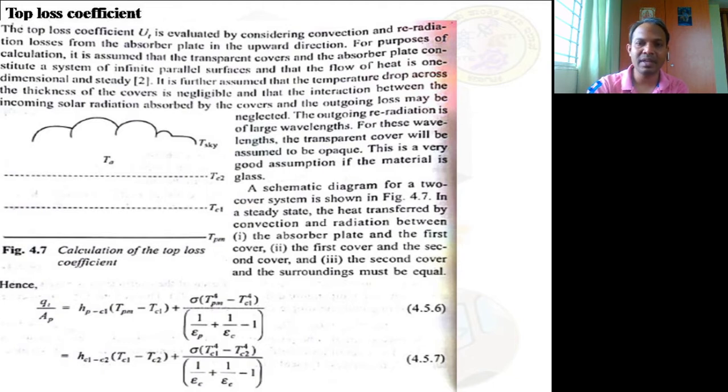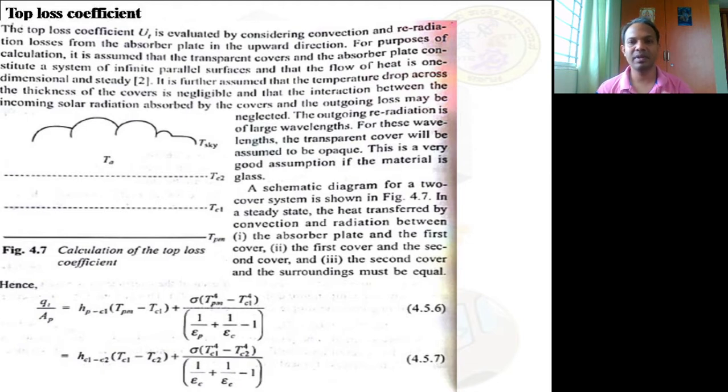The outgoing re-radiation is of larger wavelengths. For these wavelengths, the transparent cover will be assumed to be opaque in nature. Obviously, in most cases we take opaque material properties only, but still we are making it as an assumption that it is opaque in nature.